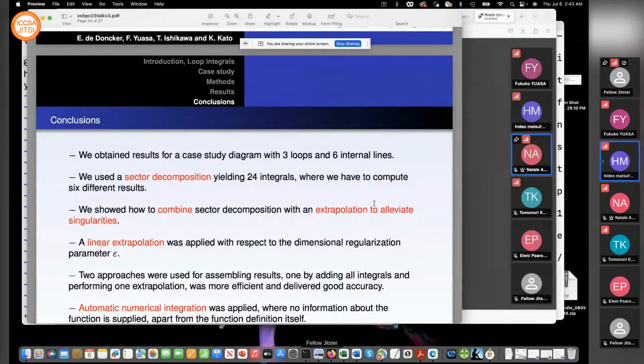So this is the last talk in this session. So this session closes.